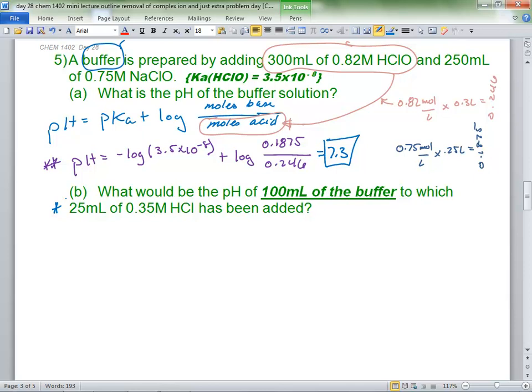You're adding, but not to the whole buffer. You're only adding some acid here. So the pH is going to go down a little bit, but not very much. If you're going to guess, maybe 7.2 or something. But it shouldn't go down by too much. You're only adding to 100 mL of the buffer. Now it's a buffer question, though.